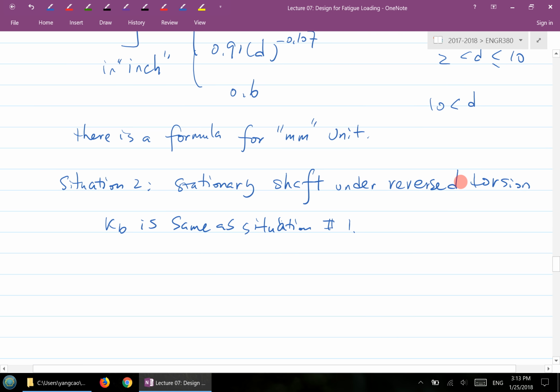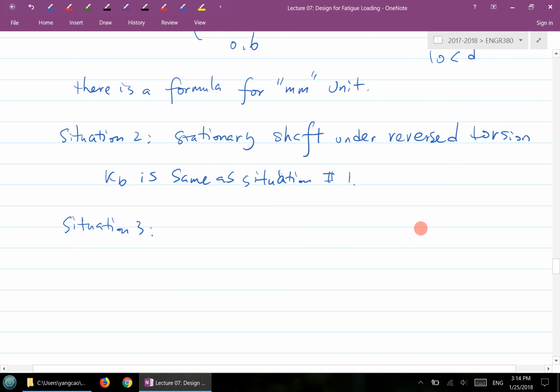So use the same formula for the KB. Situation number 3 is when you have axial loading. If it's axial loading, your KB is actually just always taken as 1, because experiment basically shows the size effect value is not affected under axial loading condition, even if there's any cross-section change. So that's situation number 3.